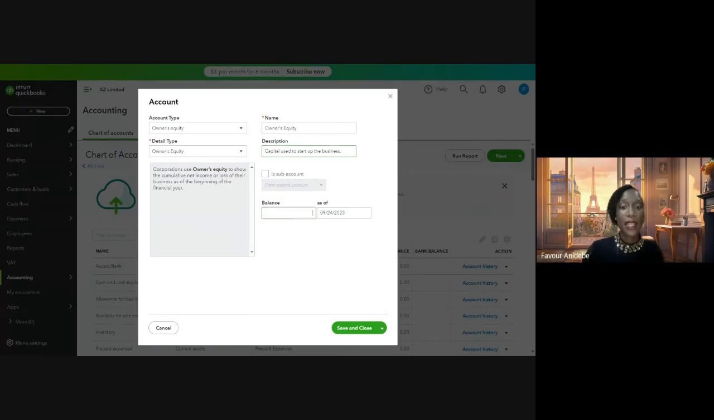Then we have balance. I want you to understand. When I was talking about the Access Bank account, I was saying that there's no money in our Access Bank account. This is a relatively new business, but you have to understand that owner's equity accounts cannot be empty. Let me break this down. We are saying that Favor, AZ Limited, started a business with 10 million naira, which was paid into the Access Bank account. What this simply means is that this account called owner's equity already has 10 million naira sitting in it. I don't know if you understand.